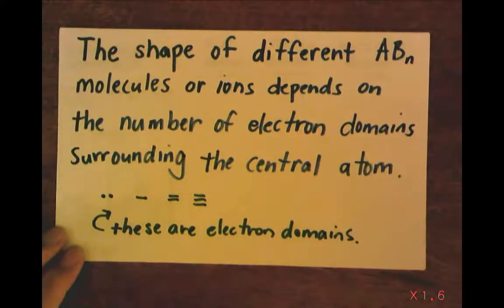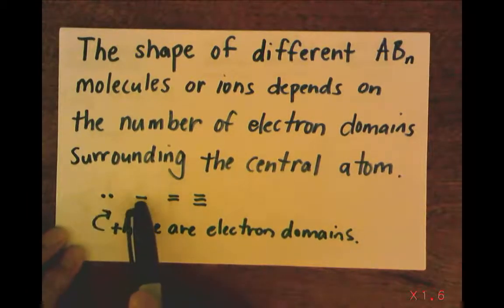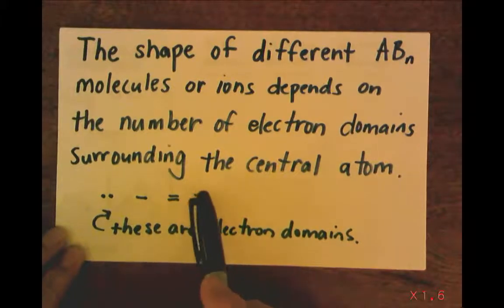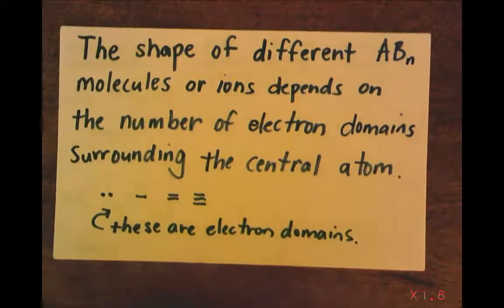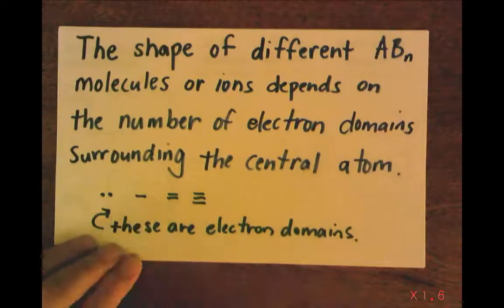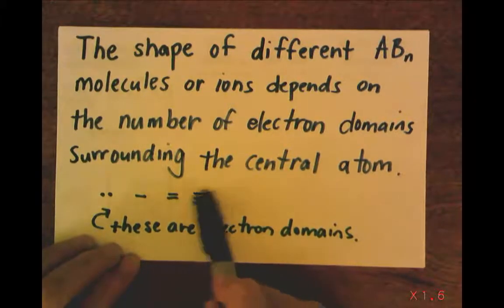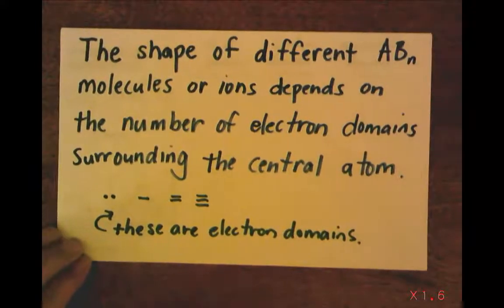All right, so now what is an electron domain? An electron domain is just an area around the central atom where you will find either a lone pair, a bonding pair, 2 bonding pairs, or 3 bonding pairs. So a single, a double, or a triple bond. It's just an area. Okay, so that's 1 electron domain. That's considered 1 electron domain, and this is considered one electron domain. It's just an area about the central atom. Okay? All right, so let's start.